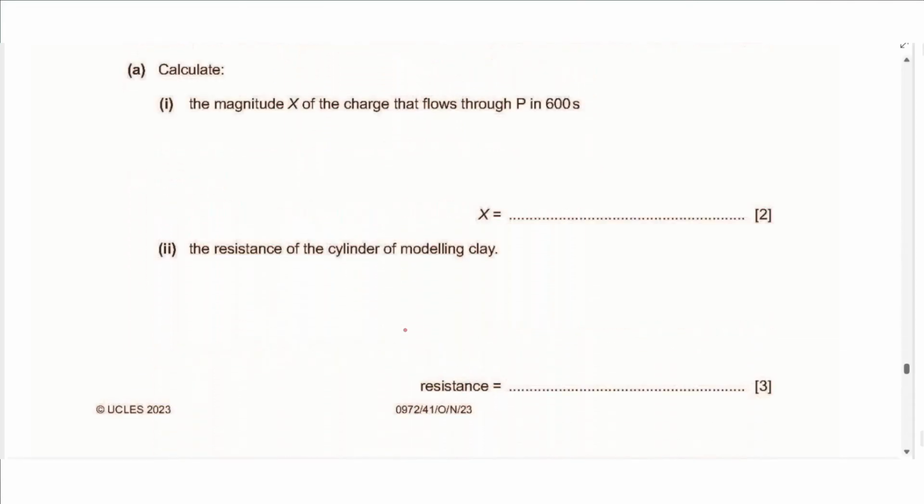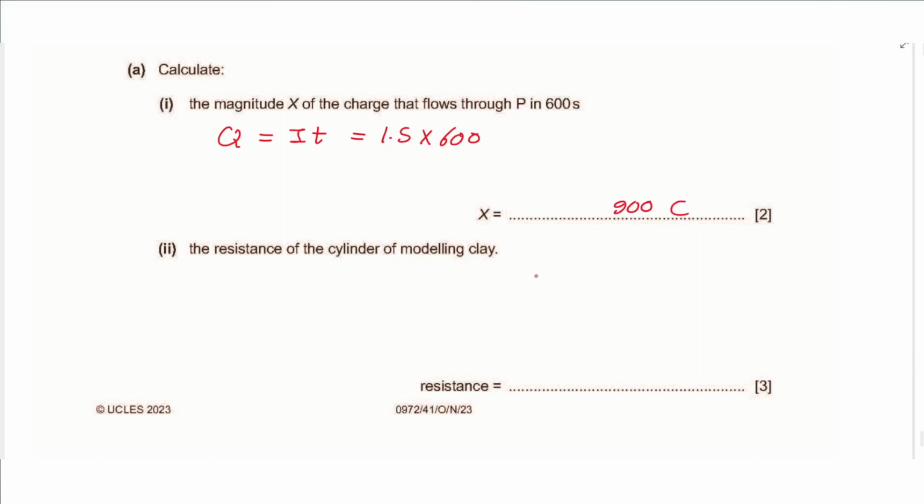Find the magnitude X of the charge that flows through P in 600 seconds. So we have the time and we have the current. We can use the equation charge is equal to IT, or current multiplied by time. So we multiply 1.5 times 600. That gives an answer of 900 coulombs.